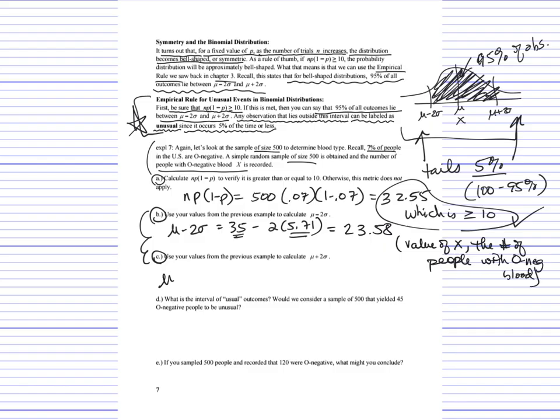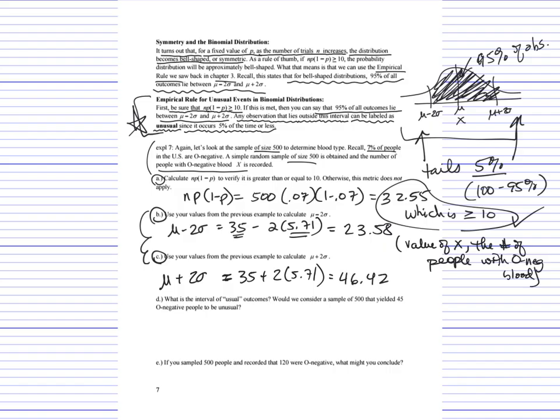Okay, let's do mu plus 2 sigma. Ooh, that is ugly, isn't it? Let's try to clean that up. Never helps you out to be messy. 35 plus 2 times 5.71. And what I'm going to do in my calculator is just hit second enter to get back the previous command and then turn the minus into a plus sign and hit enter. And now I get 46.42.